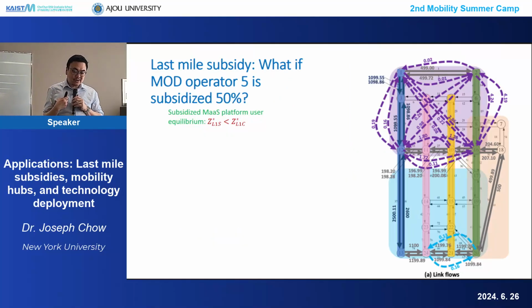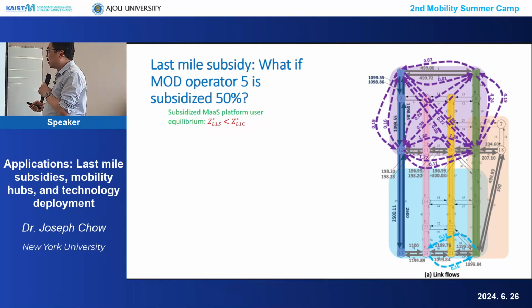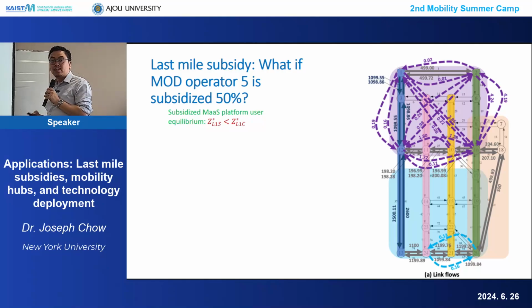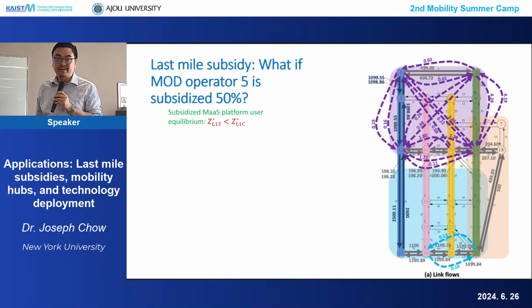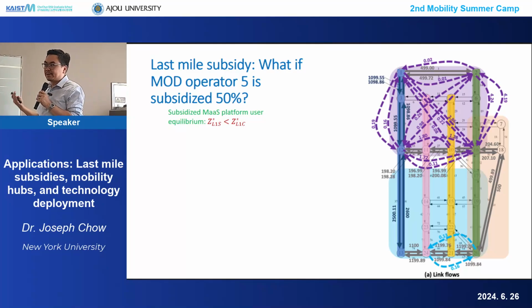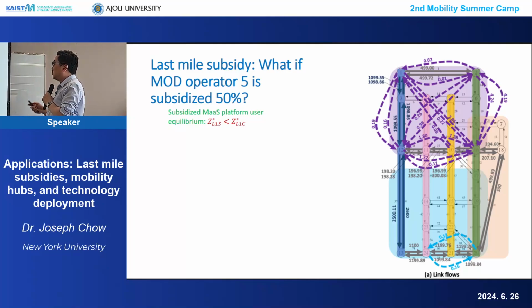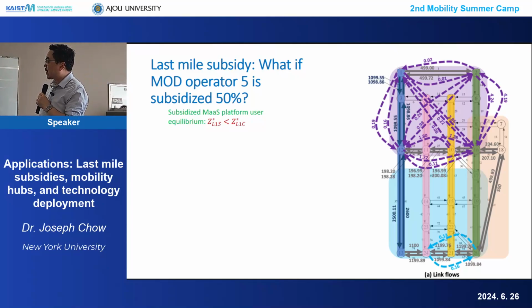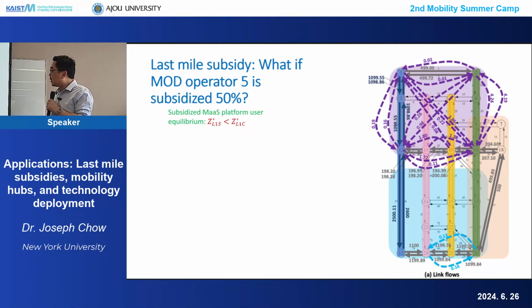We consider the next case now. What happens if we reduce the operating costs of the MOD provider operator 5, which is the purple operator? We cut their operating costs in half. This is not explicitly included because this is a scenario, right? So we're only saying what happens if it's just cut in half, but the source of that would probably be some kind of subsidy. What happens is that at that point we get a solution that required injecting further subsidies.